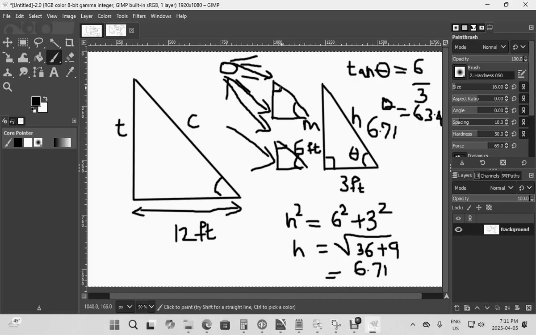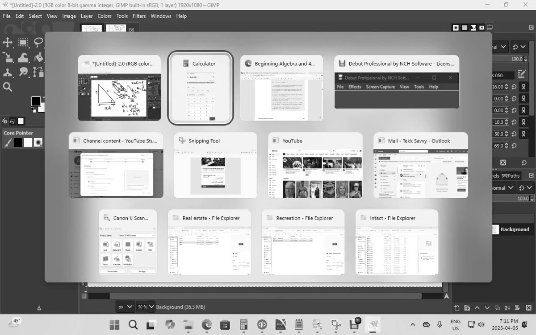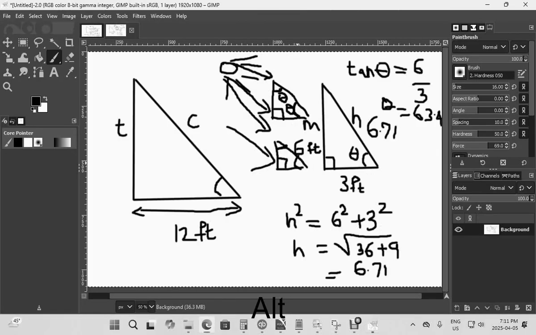So this angle will be the same, and this is a right angle triangle, which means 180 minus 90 minus whatever this angle is, let's say this is theta, will give you this angle over here. Same goes with the man: 180 minus 90 minus whatever this angle is. Now we figured out that the angle was 63.4. So this is 63.4, both for the man and the tree.